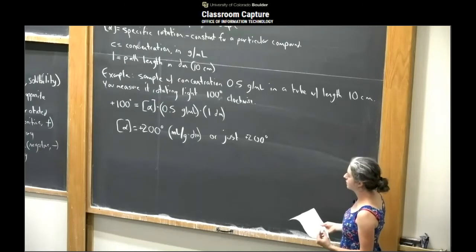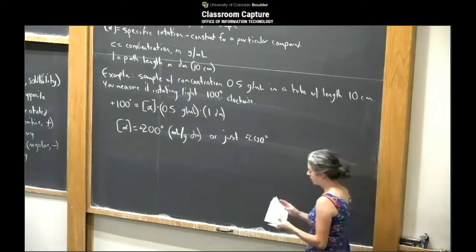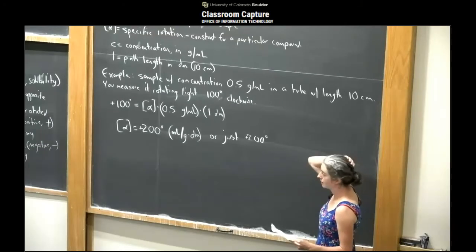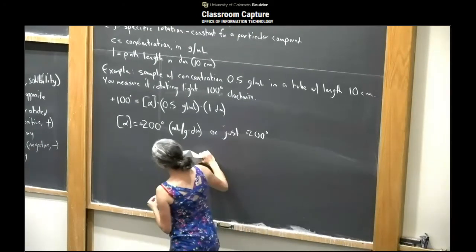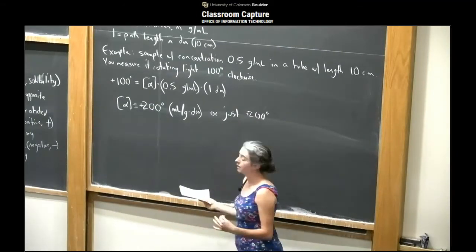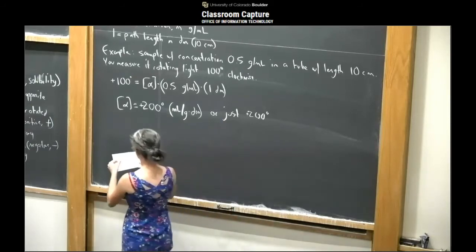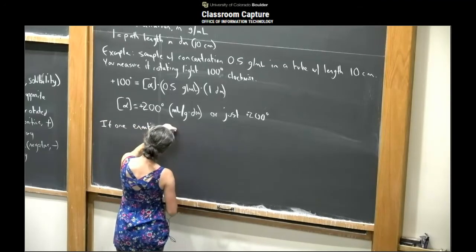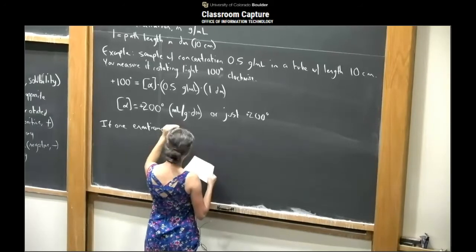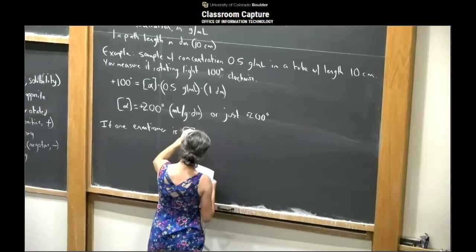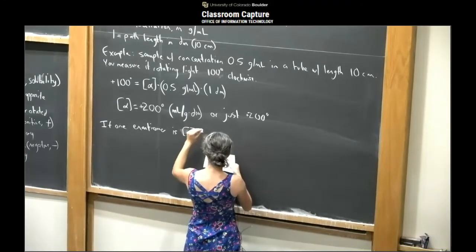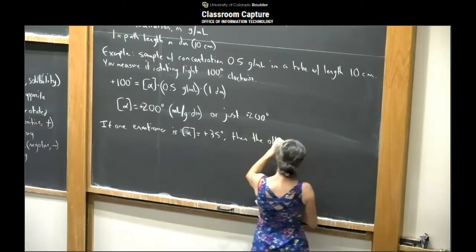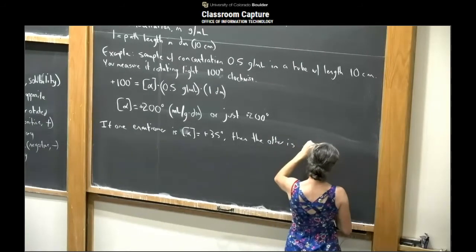So then the question is, why do we care? So it turns out that the only way to distinguish between two enantiomers is that they'll rotate light the opposite direction from each other. And they also rotate at the same magnitude. So if one enantiomer is alpha equals plus 35 degrees, then the other is minus 35 degrees.